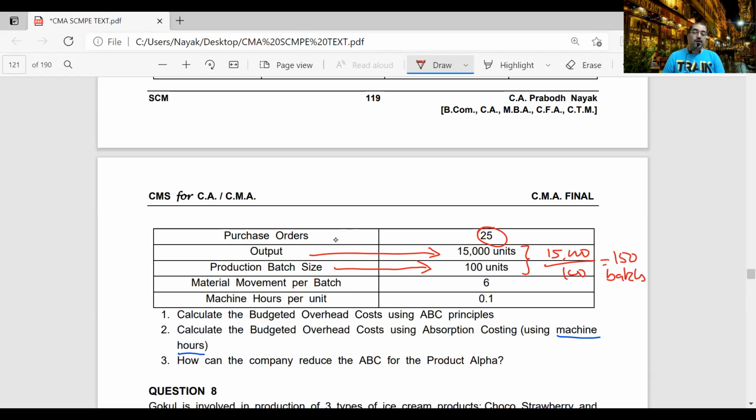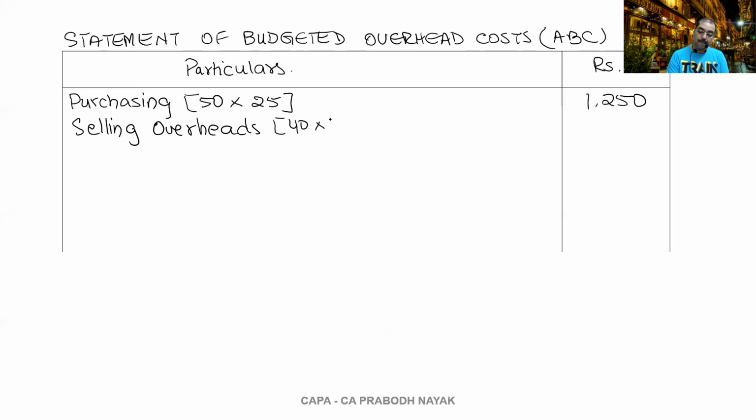Okay. So sometimes they will not give you the number of batches. They will give you like this. Output is given and the production batch size is given. So total output is 15,000. Per batch we are producing 100 units. That means the number of batches will be 150. So 40 into 150, 6,000.